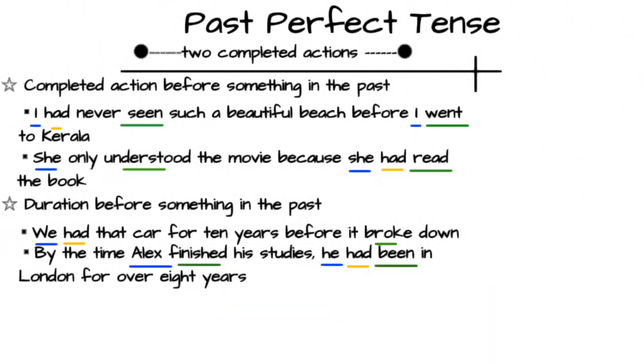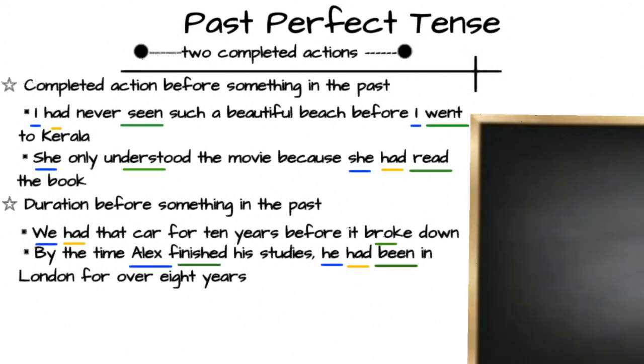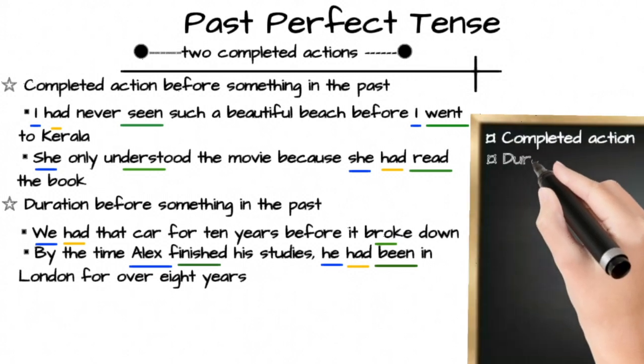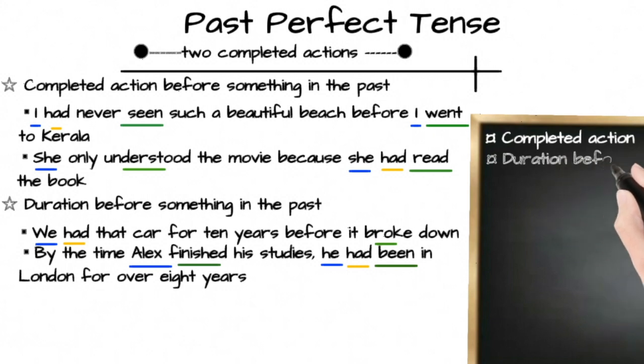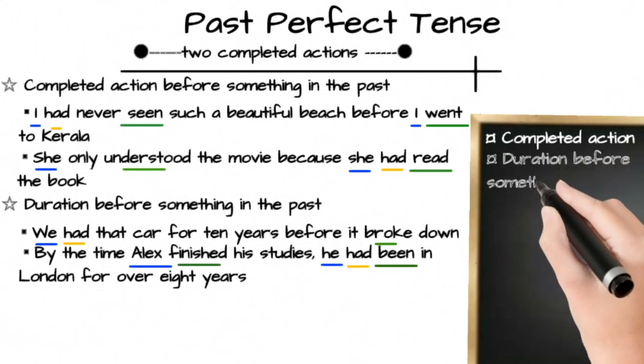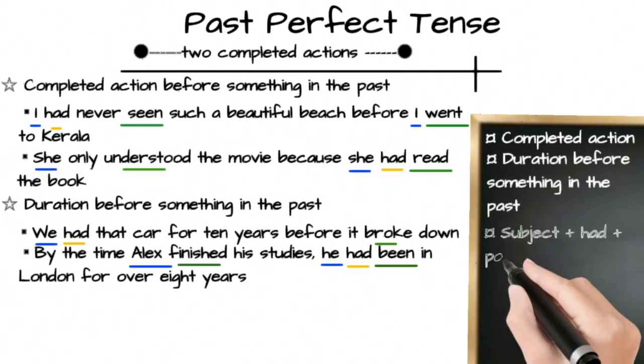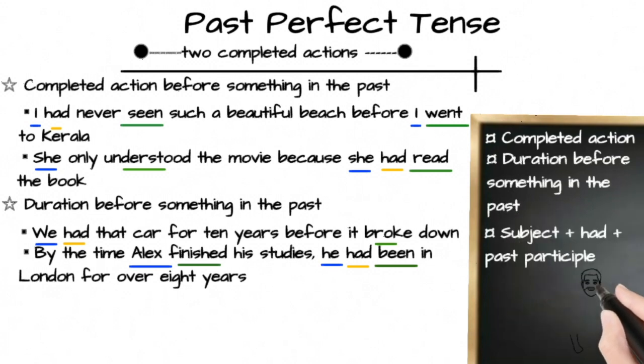Let's do a quick recap. We use the past perfect tense for completed action before something in the past, or duration before something in the past. The structure is had plus past participle along with the subject. I hope you have understood these two tenses.